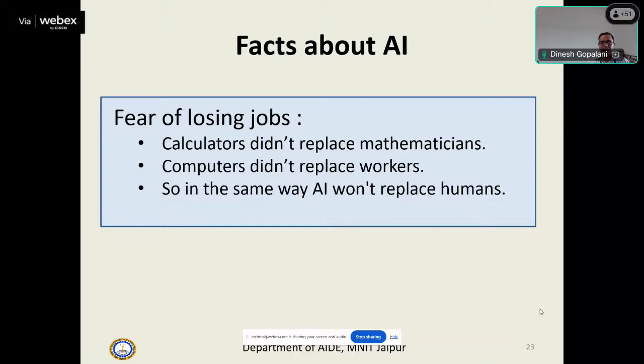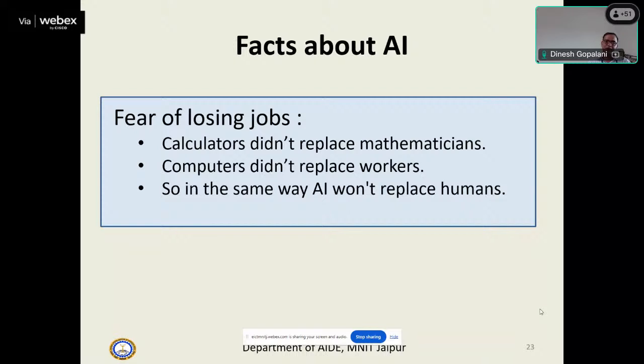Another fear which I don't know, some of you may have gone through during that phase actually, late 80s, 90s, 2000, when a lot of automation was happening because of the availability of PCs, personal computers, desktop computers were easily available.